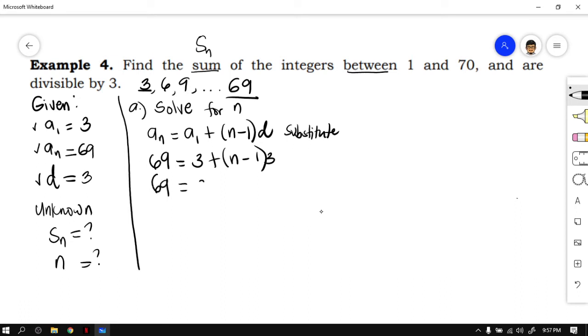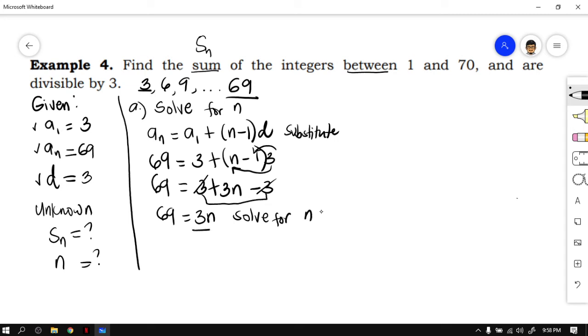69 is equal to 3 plus 3 times n, 3n. 3 times negative 1, that is negative 3. And then we have to combine like terms, which is 3 and negative 3. 3 minus 3, that is 0. So, tanggalin. You only have 3n now. And with that, you can now solve for n by dividing both sides by 3. And 69 divided by 3, that is 23. So, therefore, the value of n is 23.